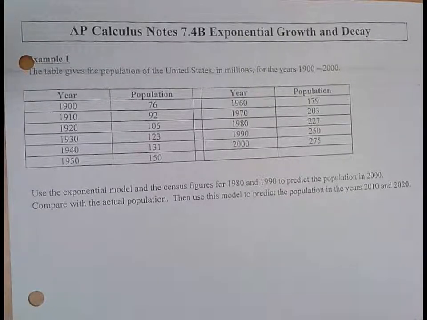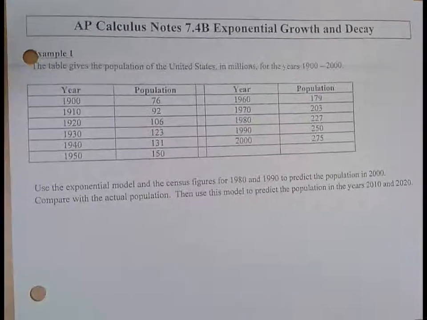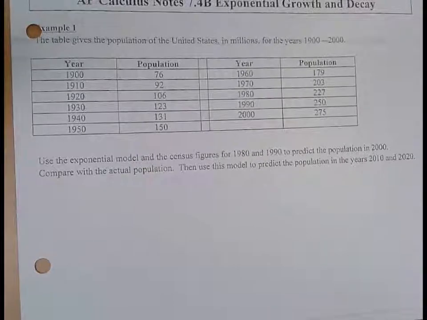I actually included, this is still a population example, and then the second example is where we talk about radioactive decay or exponential decay. But I gave this example because you have a table of data. So understanding how to work with these models if you're given a table. So the table that's given gives the population of the United States in millions for the years 1900 to 2000.